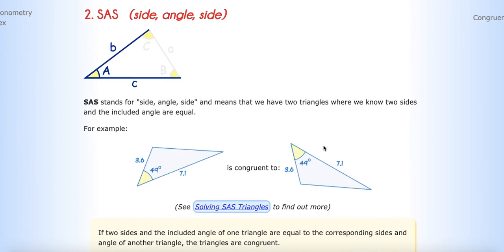The second option is SAS. So we have a side, then an angle, then a side. A side, then an angle, and a side. So order matters here, okay? We go side, angle, side.